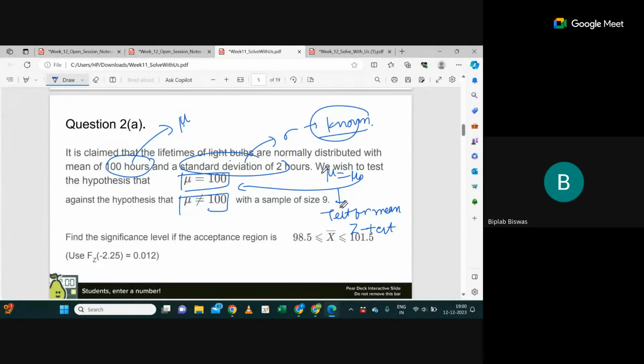Right, sir. When the variance is given, we have to go with the Z test. Correct. See, the question is the same. We have to test for the mean, but we have to keep in mind if variance is known to us, I will prefer the Z test, or else I will prefer the T test. Clear?